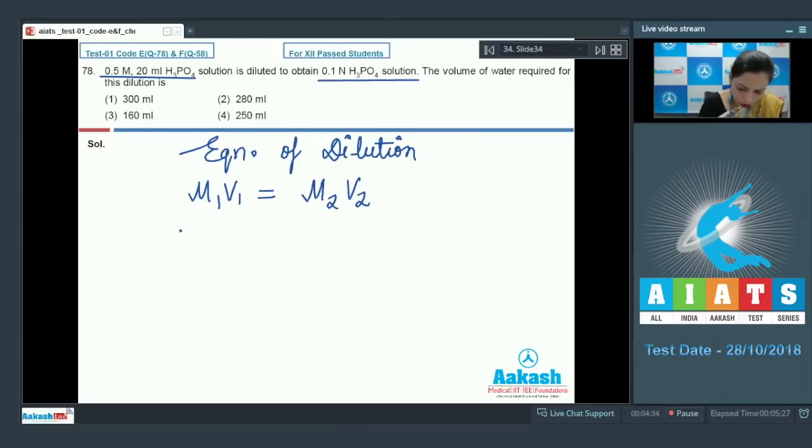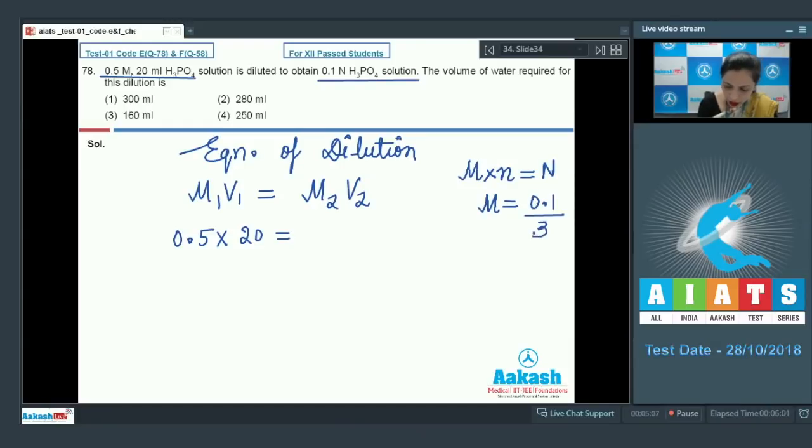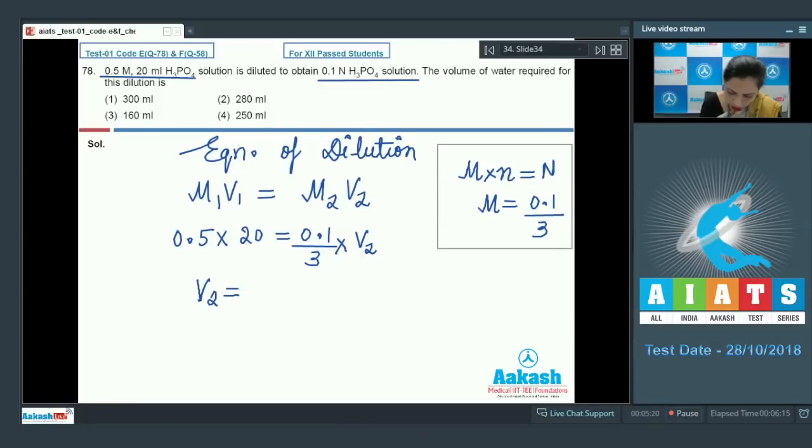So, in this case, we can write here the molarity of first solution, that is 0.5. Then we have volume also, that's 20 ml, that is equal to. We have to calculate the volume of second solution here. Its normality is given. What's the relation between normality and molarity? We know that molarity into n is equal to N. So, what would be the value of molarity for this case? This is 0.1 divided by 3. It would be the molarity that you should know. Now, let me place here the molarity of the second solution, and we don't know the volume.